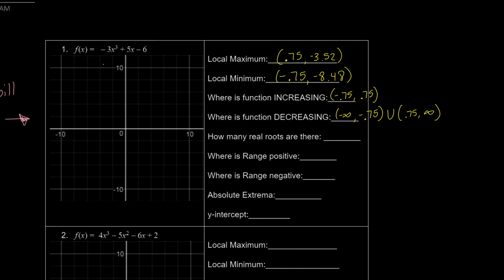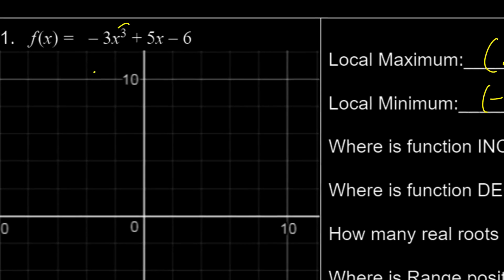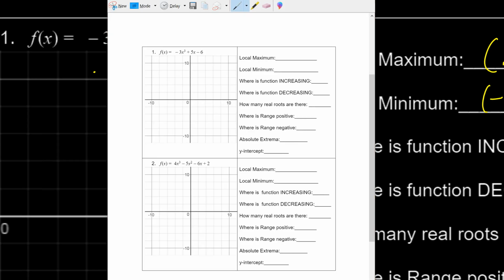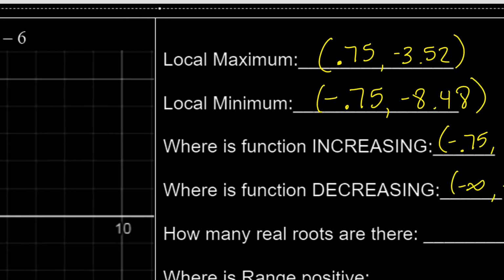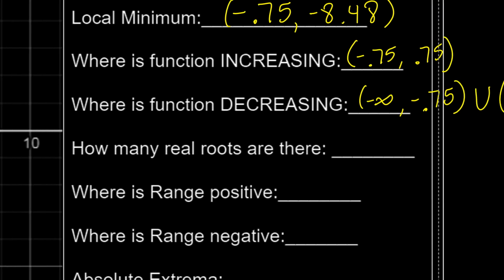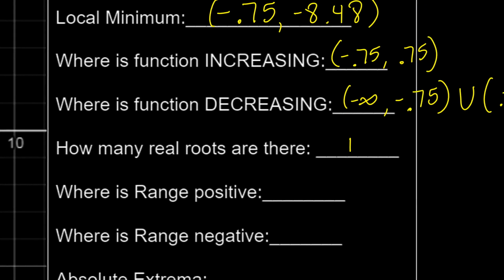Also, what could have told you how many possible roots you end up with is this leading term's exponent, which is 3. So how many roots could you possibly have? 3, but there's only actually how many real ones? 1. Good. How many real roots are there? 1.